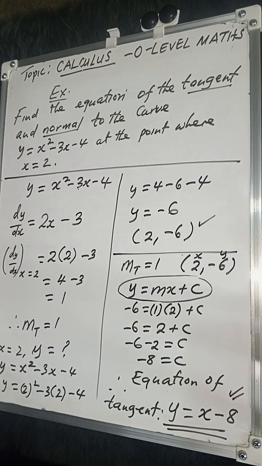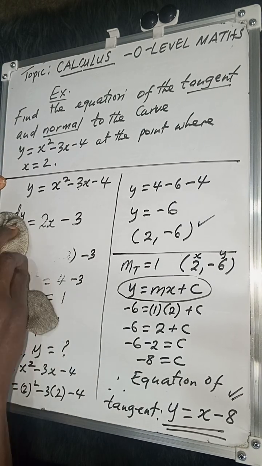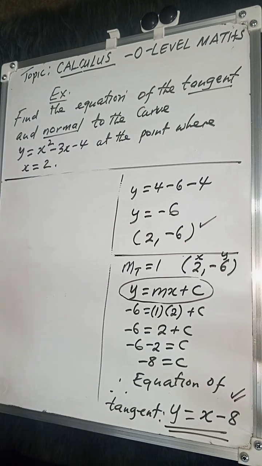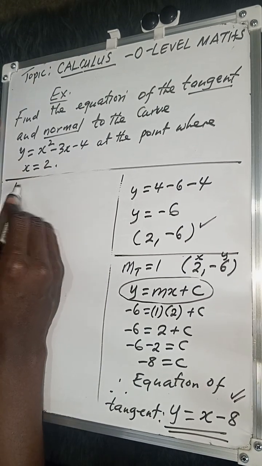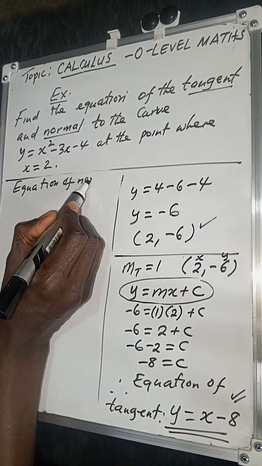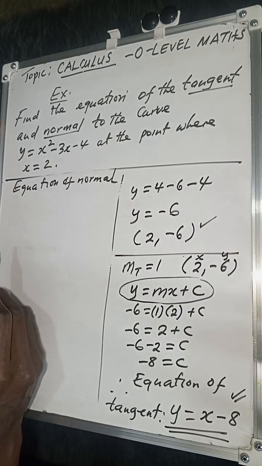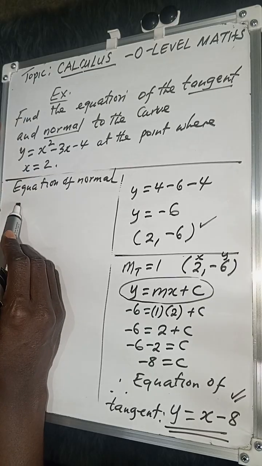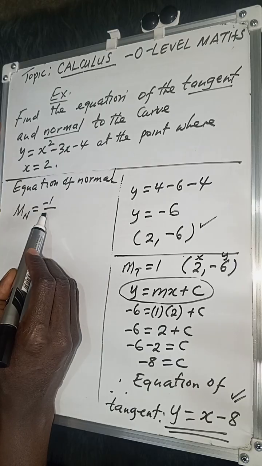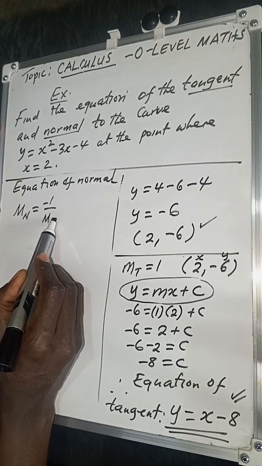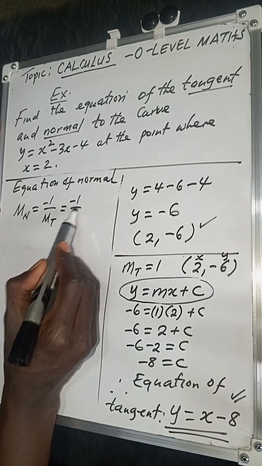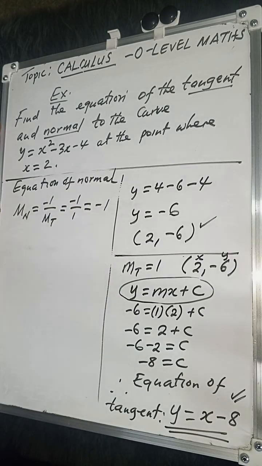Now let's find the equation of the normal. I've extended the question by finding the equation of the what? The equation of the normal. So how do you get it in this case? So I'm looking for the equation of the normal. So for you to get the equation of the normal, you need to know the gradient of the normal. Remember we said the gradient of the normal is equal to negative 1 divided by the gradient of the tangent. So do we know the gradient of the tangent? It was 1. So negative 1 divided by 1 will still give you negative 1.